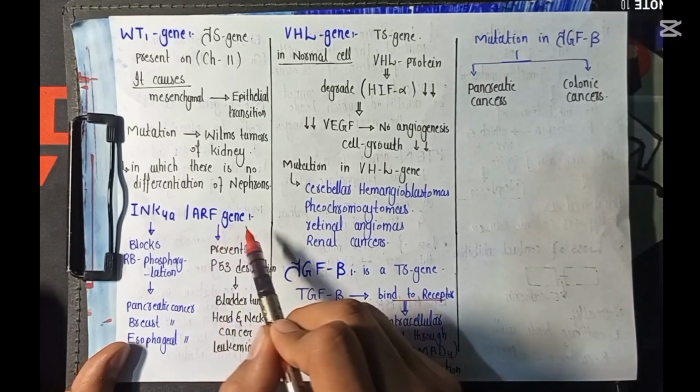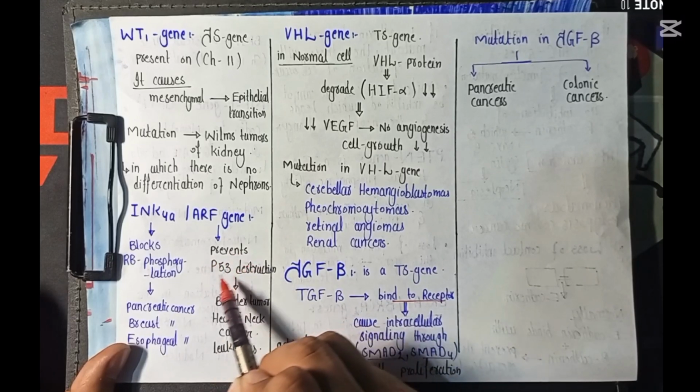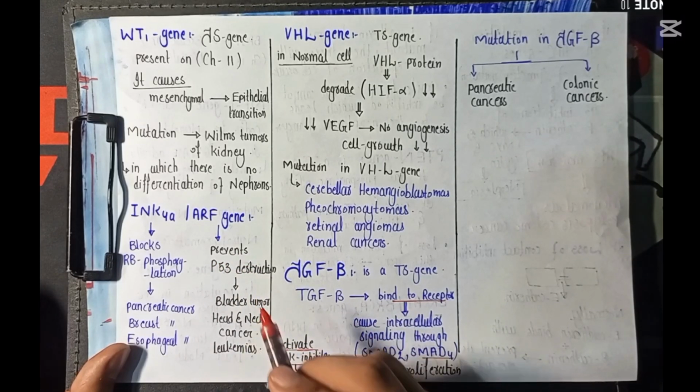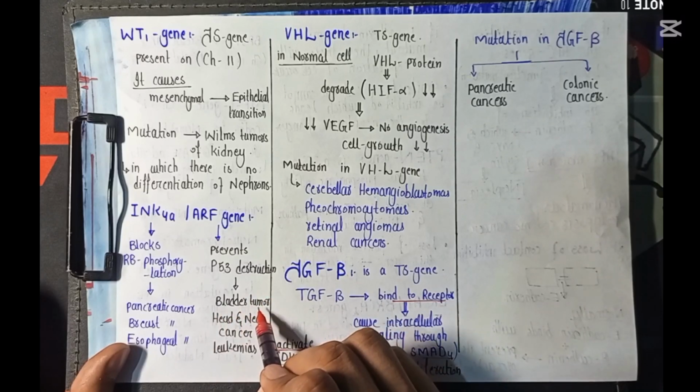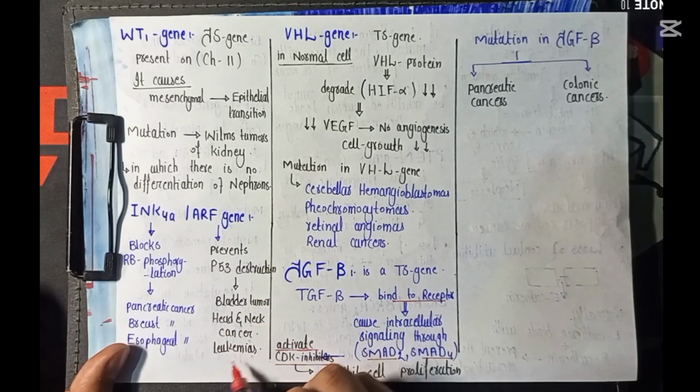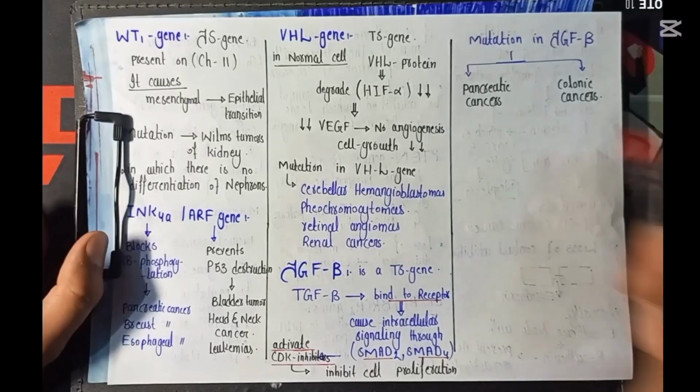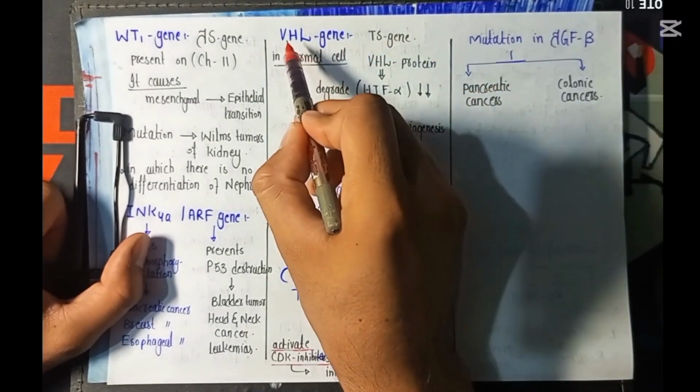Whereas the ARF gene, which is a tumor suppressor gene, prevents p53 destruction. But if there is a mutation in the ARF gene, it will lead to various bladder carcinomas, head and neck cancers, and leukemias. The next tumor suppressor gene is the von Hippel-Lindau gene.